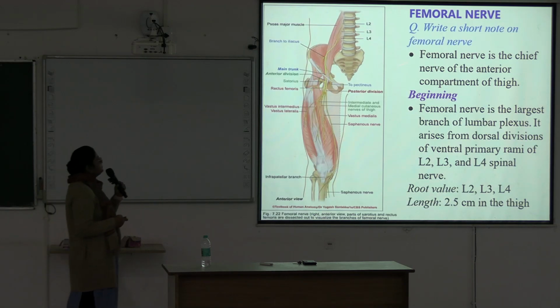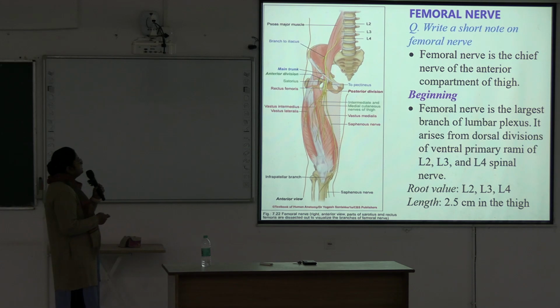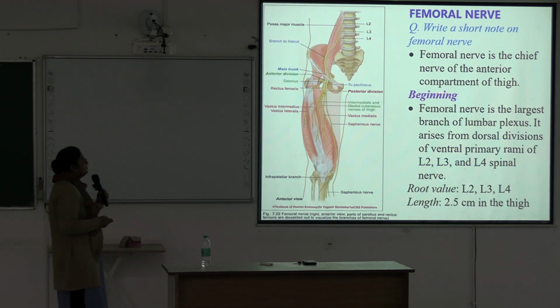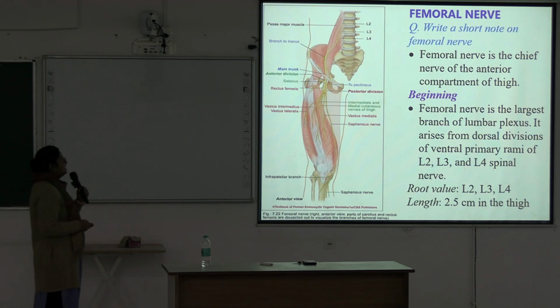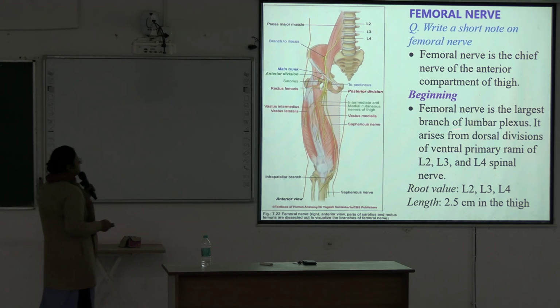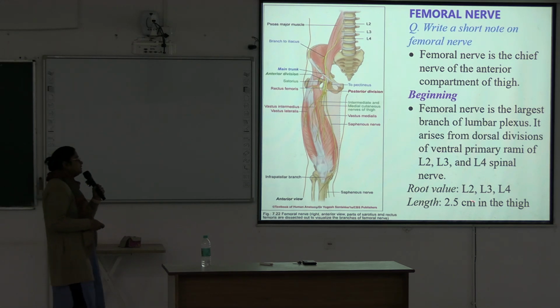Okay. Next we go to femoral nerve and its applied aspect. See here, this is the femoral nerve. It is a branch from the lumbar plexus. So femoral nerve is the chief nerve of anterior compartment of thigh, largest branch of lumbar plexus, and lumbar plexus was lying within the substance of psoas major muscle. Okay, you have read previously. So femoral nerve is the largest branch of lumbar plexus, arises from dorsal divisions of ventral primary rami of L2, L3, L4 spinal nerves. This is root value L2, L3, L4.